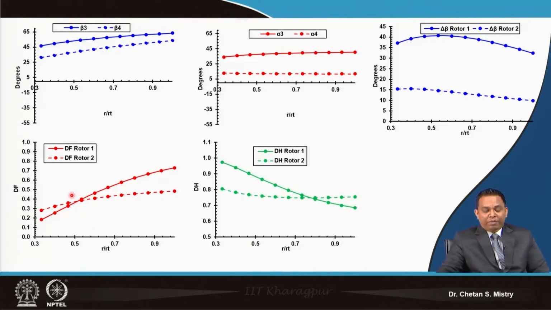Here, if you look at the de Haller's factor for rotor 1, we are getting very high values near the hub region. In comparison to that, the de Haller's factor is coming lower. Now, you must be knowing the reason. We are talking about the relative velocity ratio.